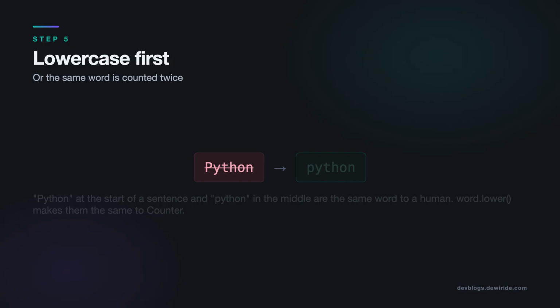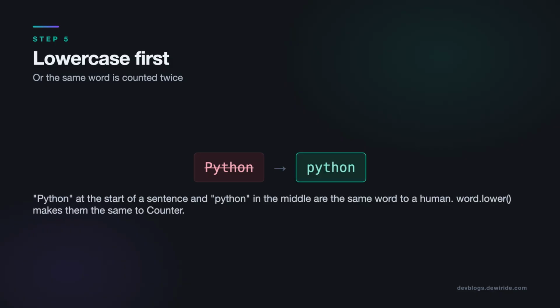The word.lower() part converts every word to lowercase before counting. Without it, Python, with a capital P at the start of a sentence, would be counted as a different word from Python in the middle of one. Lowercasing everything first means they're counted together, which is what a human would expect.